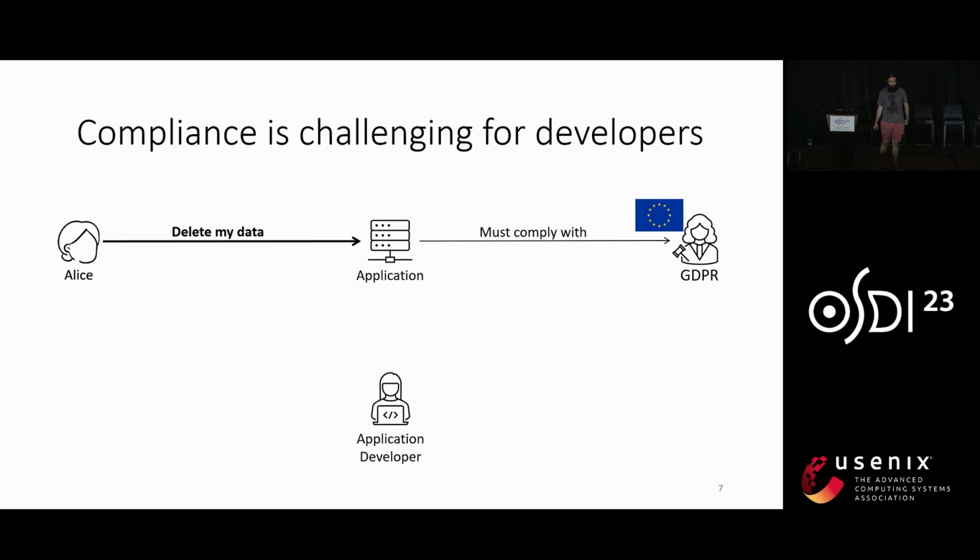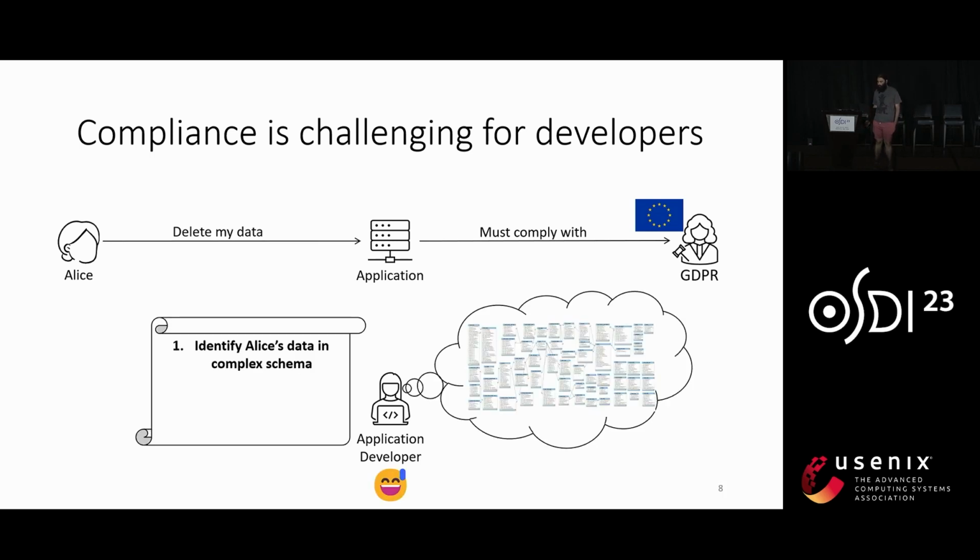To demonstrate that compliance is indeed challenging, let's look at the following scenario. Say that we have Alice, the user of some application. Let's say that Alice requests deletion of her data. Let's wear our developer hat and try to design a mechanism that satisfies this request. The first thing that the developer needs to do is to identify Alice's data in the database. In a real-world application where the schema is complicated and you have many tables and many relationships, this is actually pretty challenging.